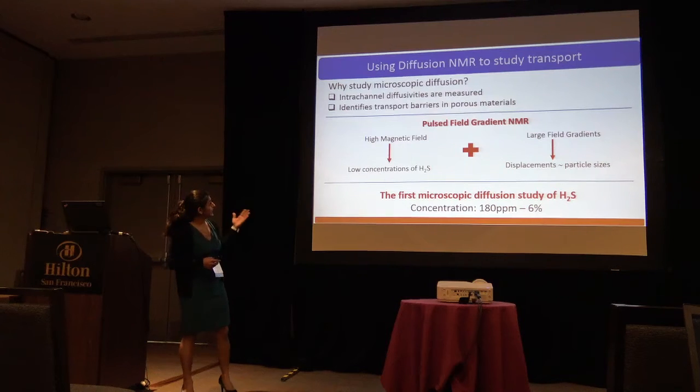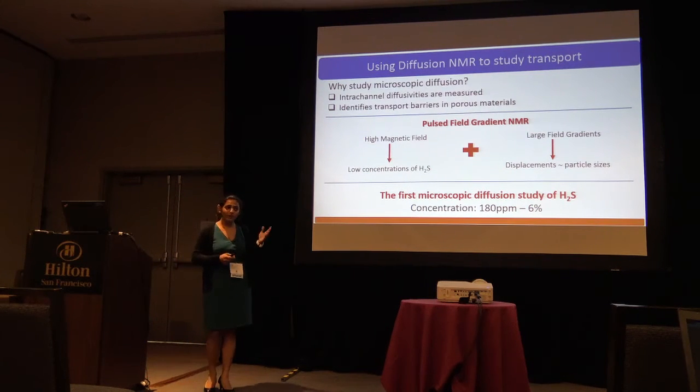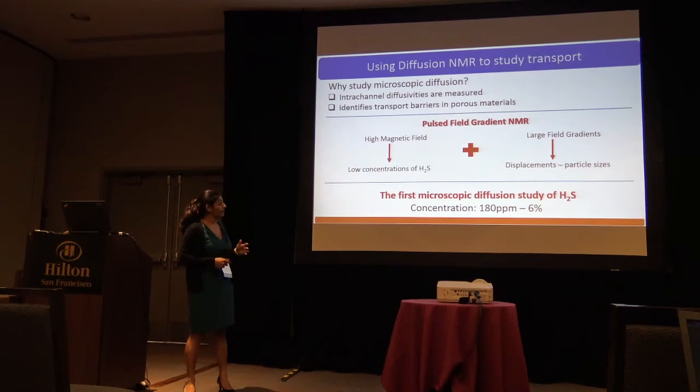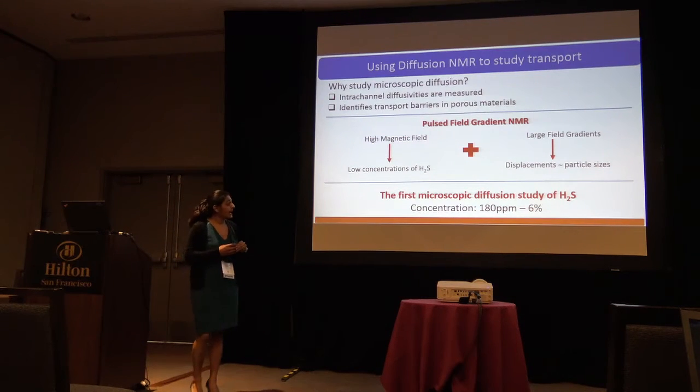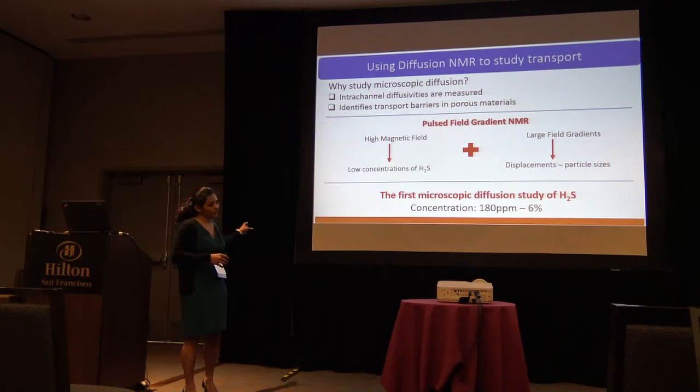I use a technique known as pulse field gradient NMR for my work, and I combine high magnetic fields and large field gradients for this. And these are both really important, especially for this work, because the high magnetic field allows me to look at really low concentrations of hydrogen sulfide. And the large field gradients allow me to probe displacements on the order of hundreds of nanometers and tens of micrometers, which is often the size of these particles. So I can actually tell you what's happening inside the particles rather than just what's happening on one side of the membrane and coming out the other.